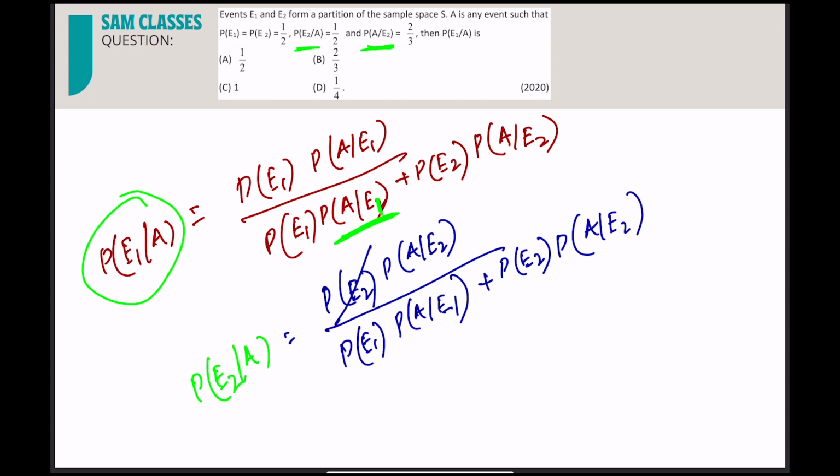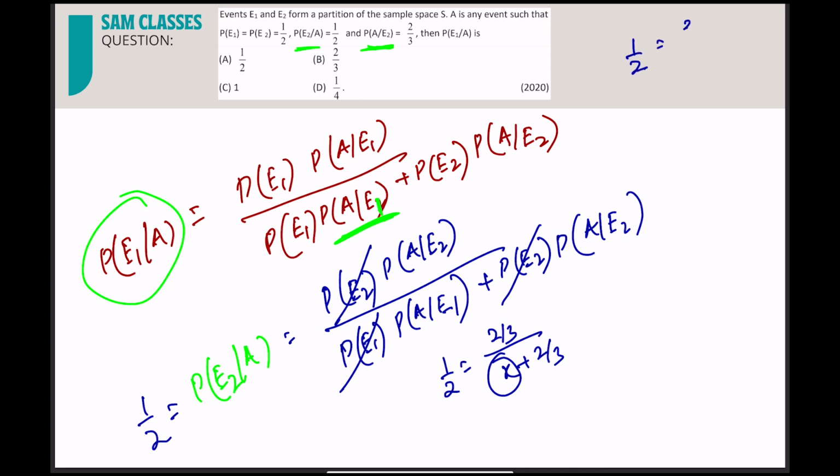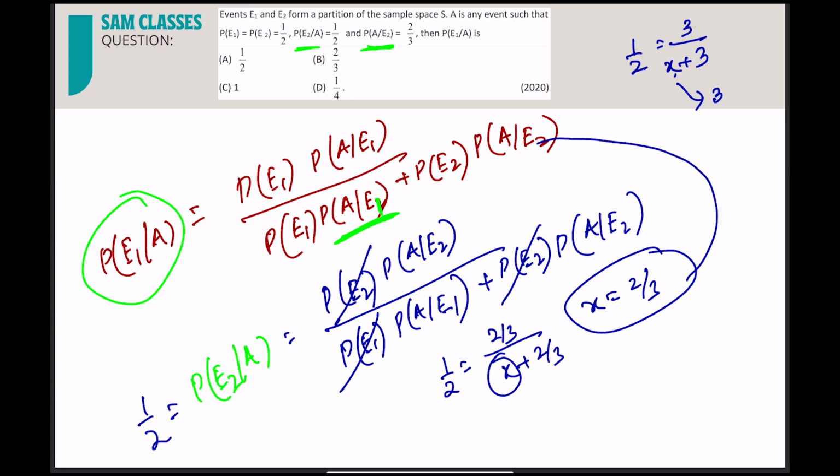Okay, so since they have given the same probabilities, directly I can cancel them. So this is equal to what they have already given as half, correct, and this value is 2 by 3. So half is equal to 2 by 3 divided by x plus 2 by 3. So what will be the value of x? If something has half, and this is like, let's say, 3 by x plus 3, then this has to be 3, only then you'll get half. So this x will be equal to 2 by 3, very simple, correct. So we got this value 2 by 3, so 2 by 3 we will substitute in the second one. What we got, and the value P of A by E1.